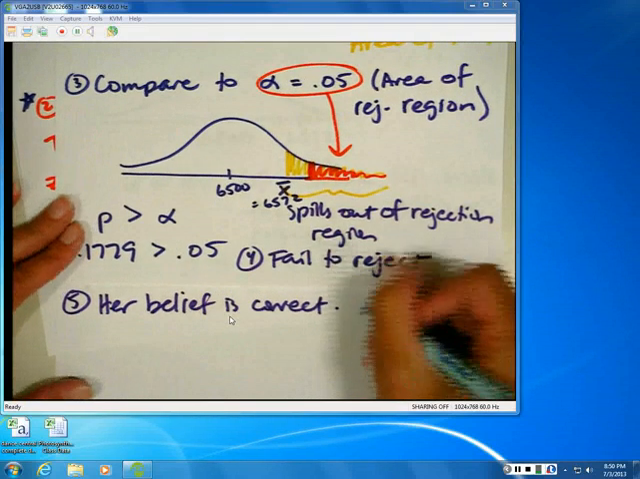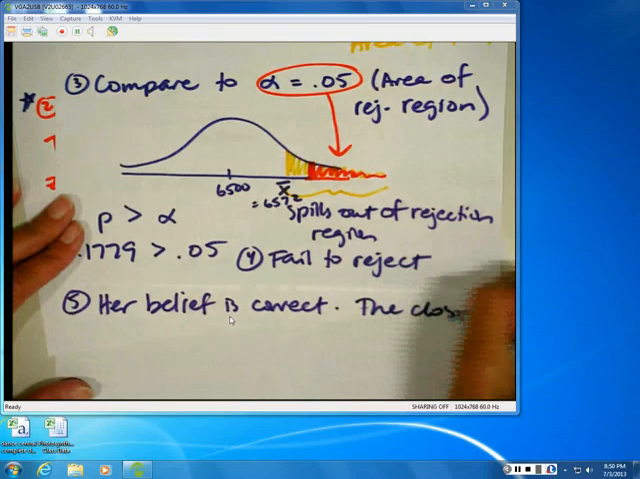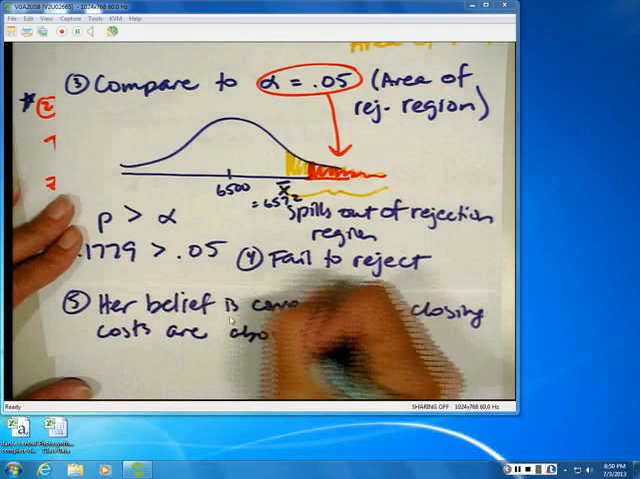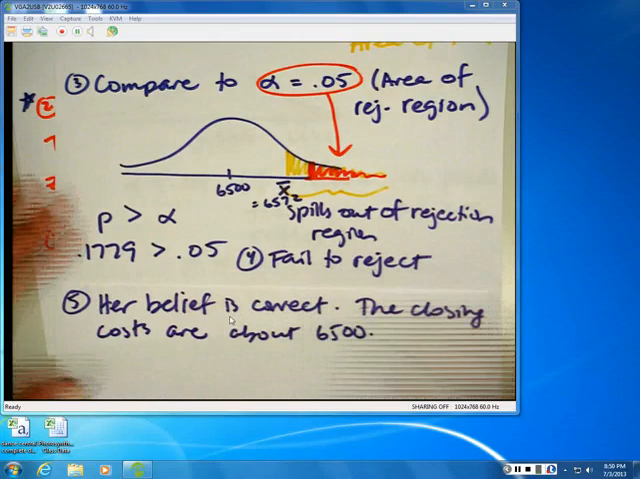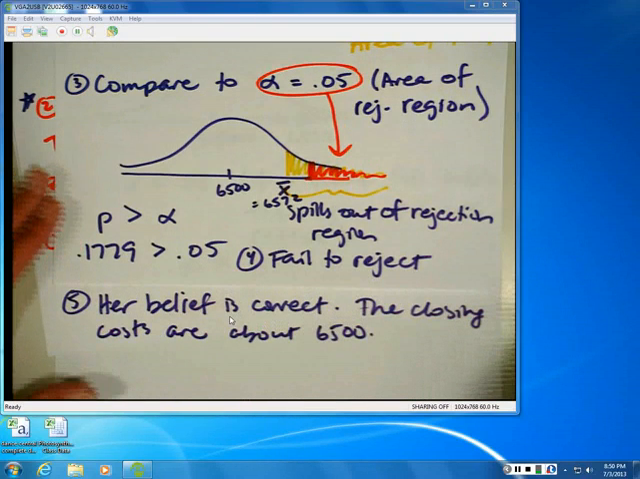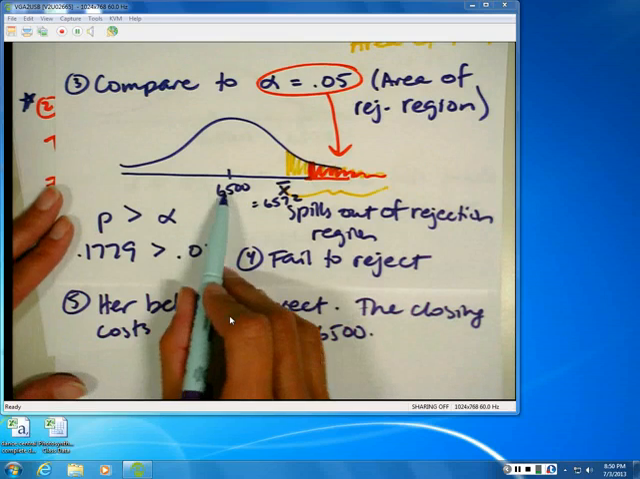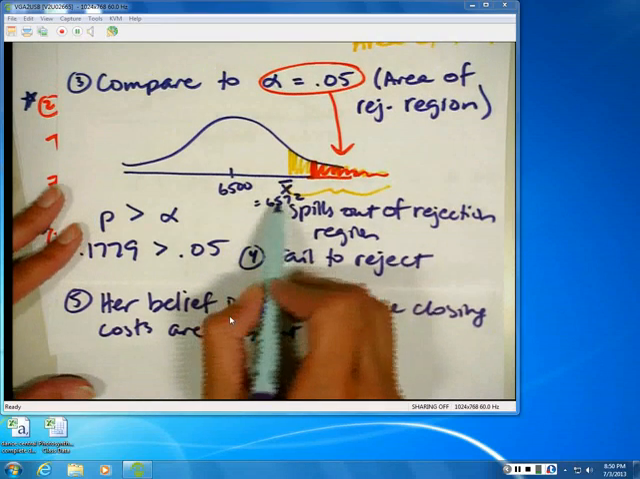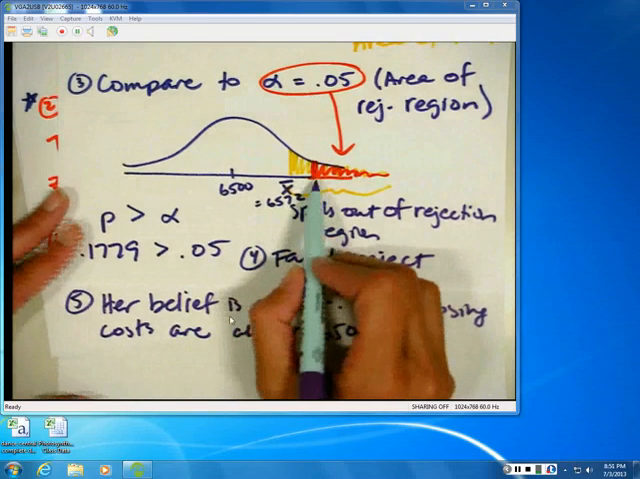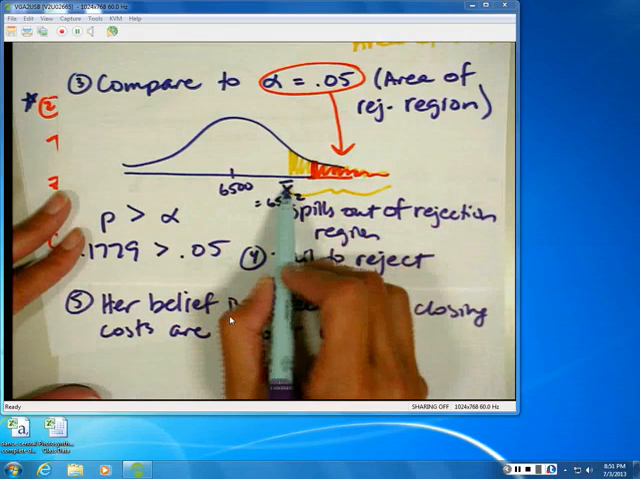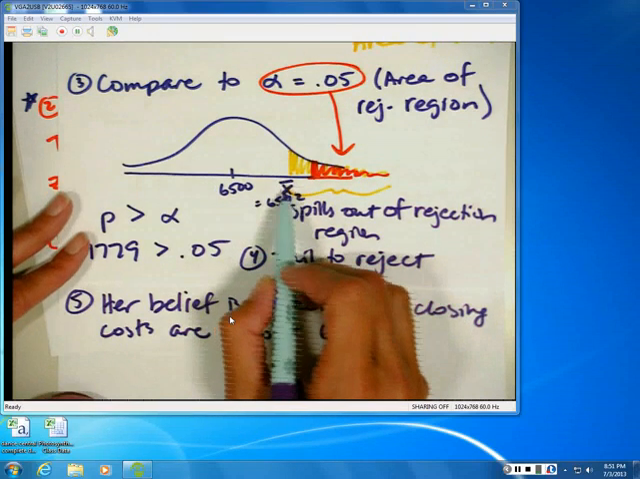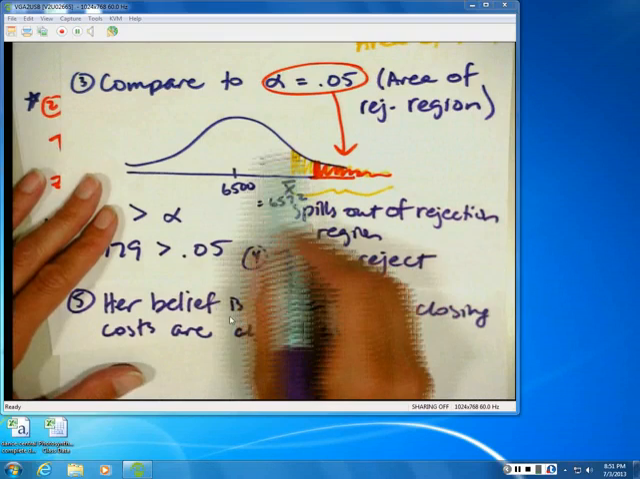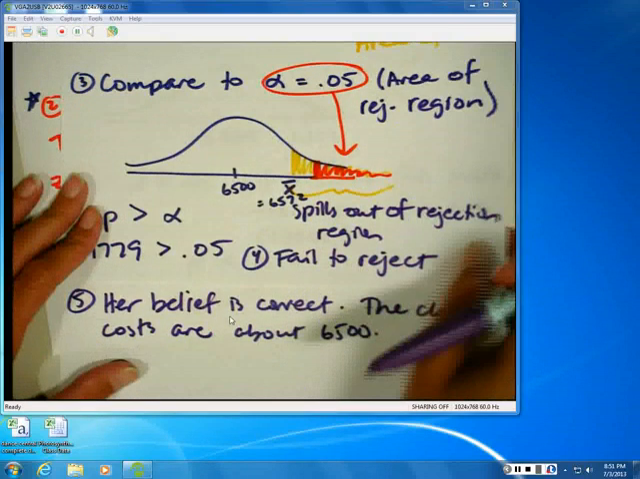I can say the closing costs are about $6,500. So the only thing I did different, I mean, $6,500 still lives in the same spot. $6,572 still lives in the same spot. I just didn't find z-scores. I didn't find the z-score that cut off the rejection region, and I didn't find a z-score for my sample mean. I just decided if the tail was small enough to fit in the rejection region or if it was too big and it spilled into the fail to reject region.